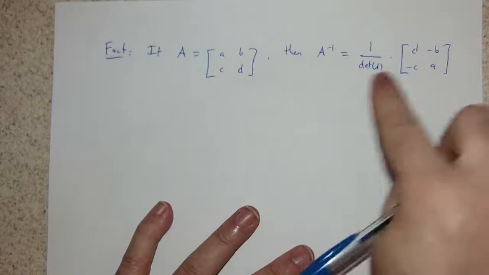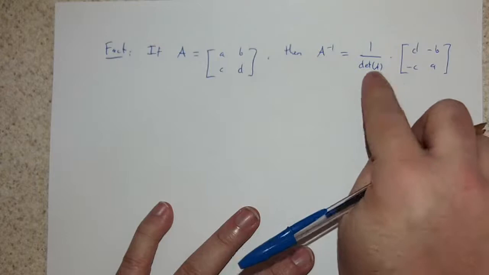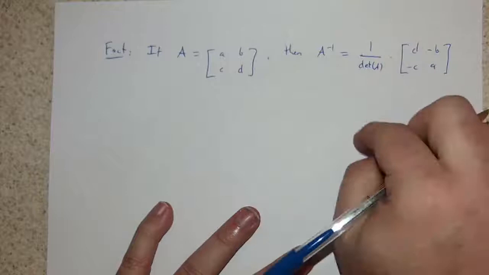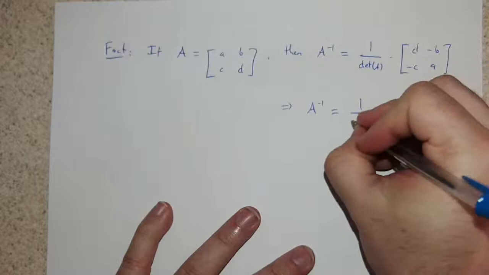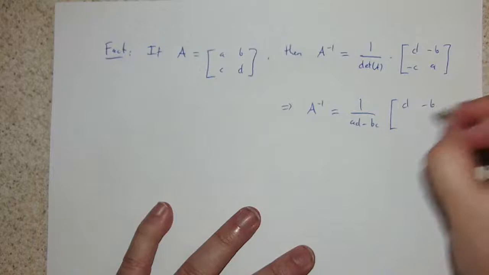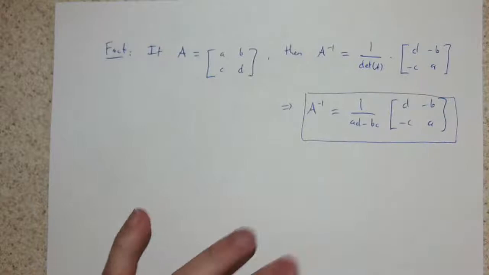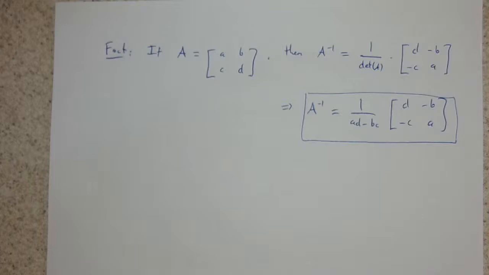Now you see why the determinant of A has to be non-zero, because if it is zero, then you're dividing by zero here, right? This is the only thing in this formula that can possibly go wrong, if that determinant is zero. So a way of writing this purely in terms of A, B, C, and D is 1 over AD minus BC times the matrix D, minus B, minus C, A. And you should just remember this. For 2 by 2, this is your formula for the inverse, so it's really, really nice.